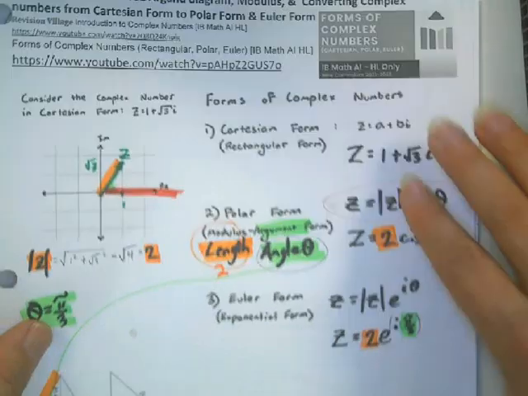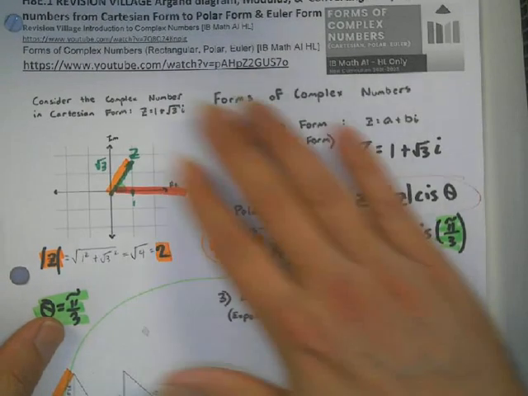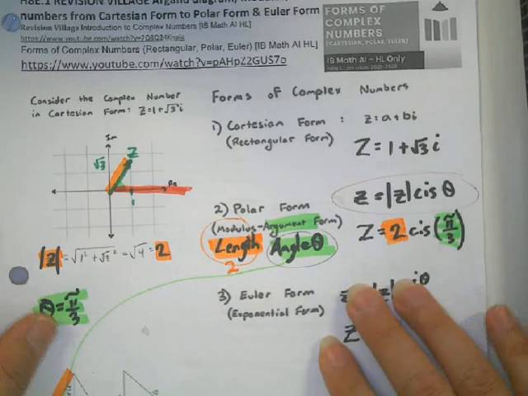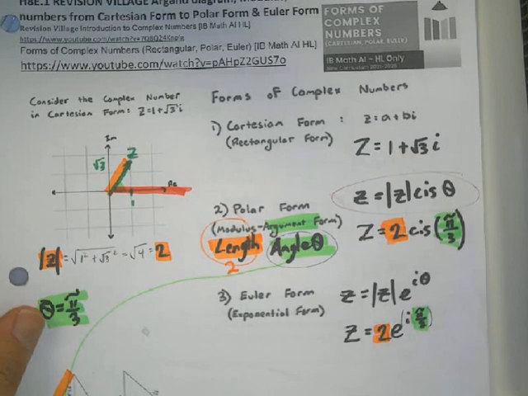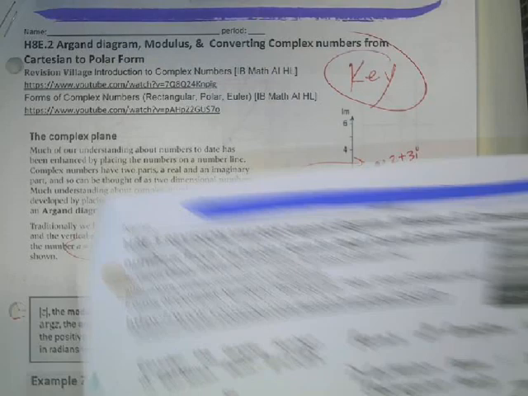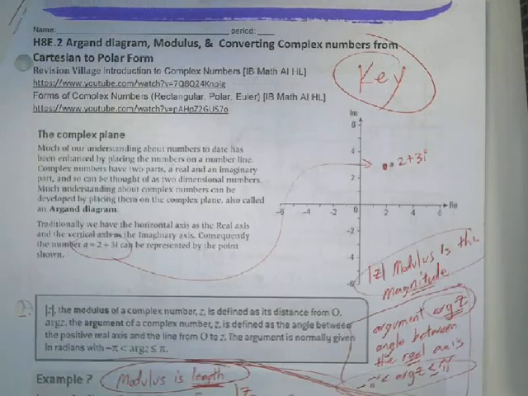Basically, this is a really good YouTube assignment where there's a guide that shows you how to convert from Cartesian to polar to Euler form, and then back. But we're going to talk about that in this assignment too. So do this assignment H8E.1 first. Okay, so here we go.